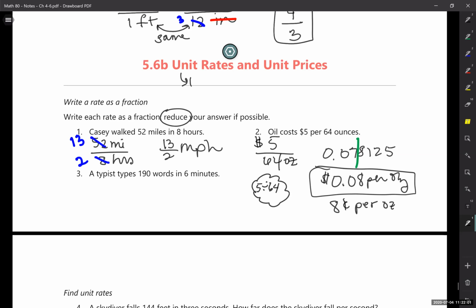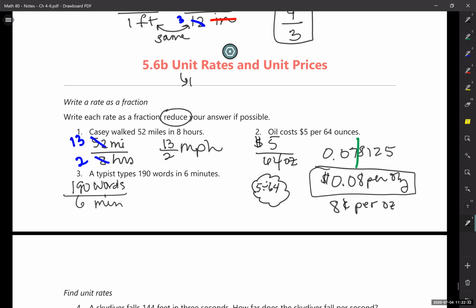All right, last one. We have a typist writes 190 words in 6 minutes. So we want to know what are her words per minute. So that's 190 words in 6 minutes. Notice the units, the units don't match on anything. And so that's fine. We just need to keep the units and not try to reduce them out of our final answer. We can just reduce the fraction.